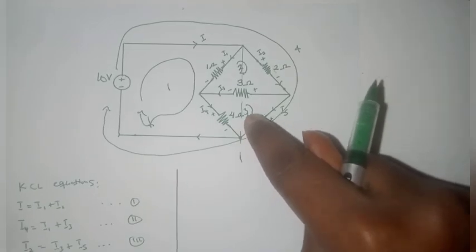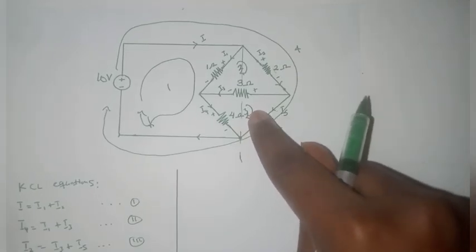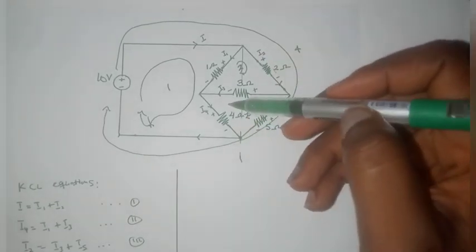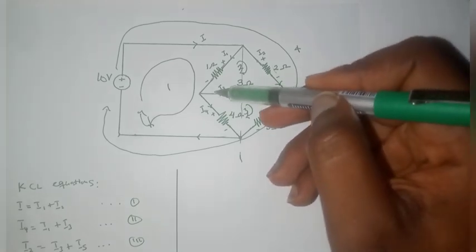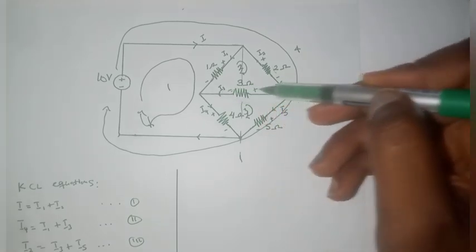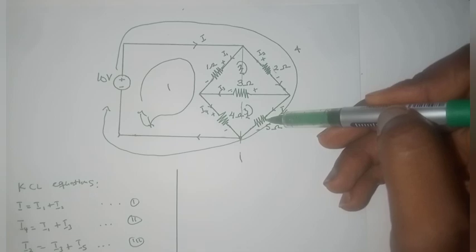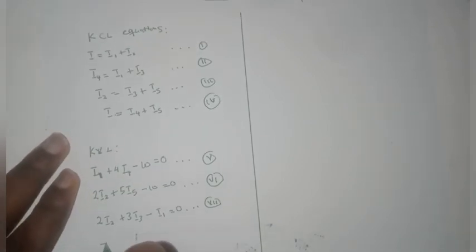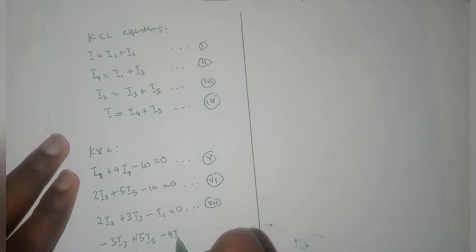Then we come and write for the last loop. So we say minus 3I3 plus 5I5 minus 4I4 equals 0. And that will be our eighth equation.